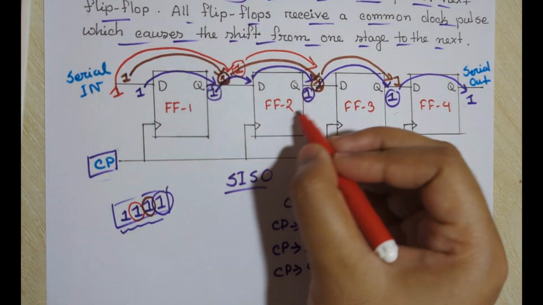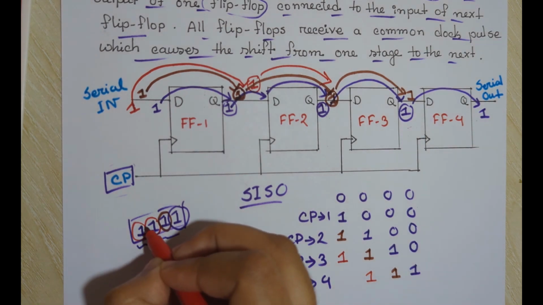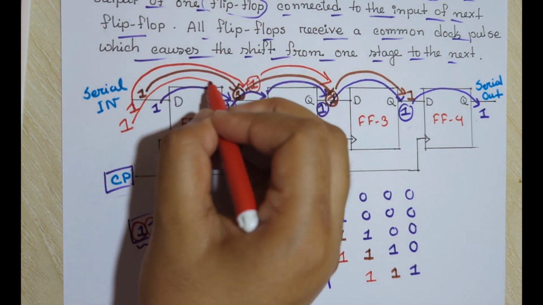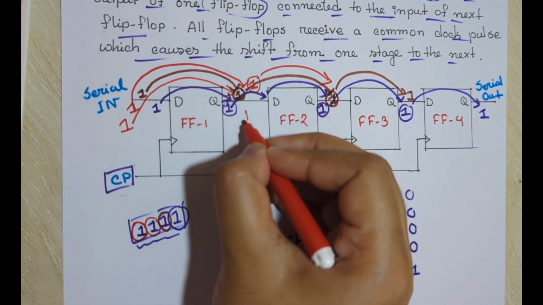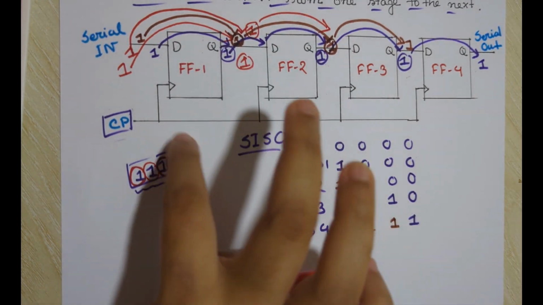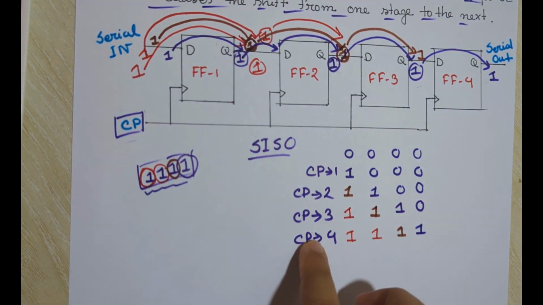And this one is shifted through this, so the output of the second flip-flop will also be 1, and our very first bit is given as input for the first flip-flop, and this will also be 1. So we'll get our required input after 4 clock pulses.